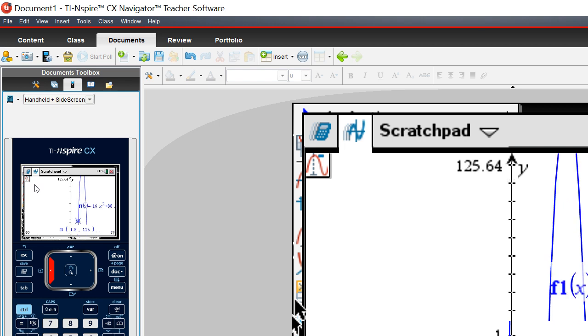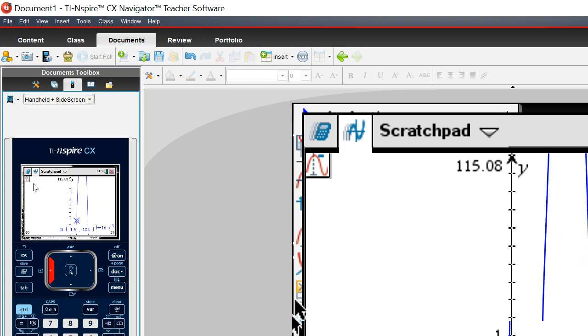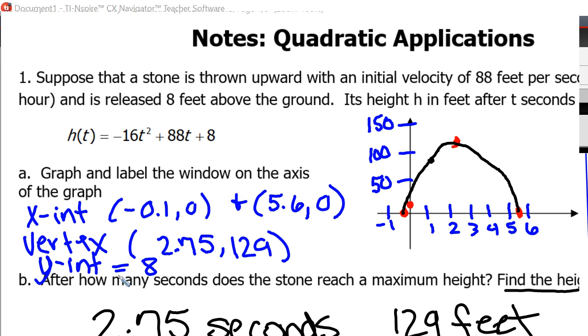And if I find 1.5 seconds on the Inspire, there it is. At 1.5 seconds, what was the feet? 104. So 104 feet. Now, what if you don't have an Inspire at home to answer that? Let me show you how you would do that on the 84.